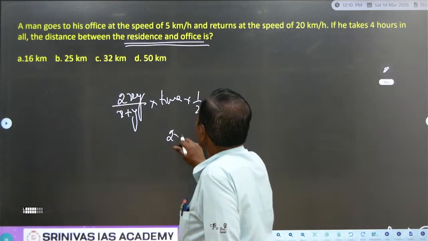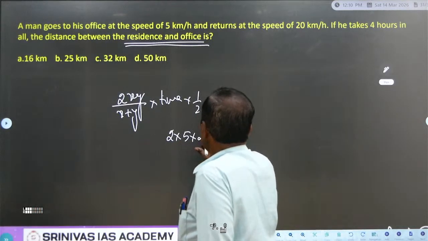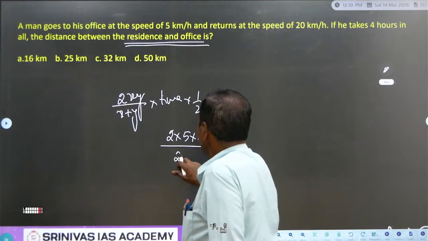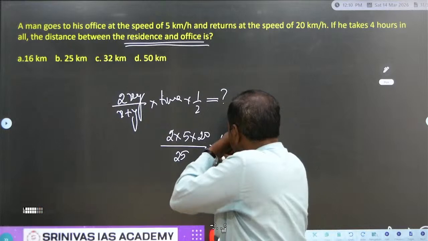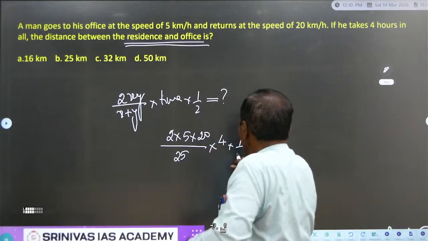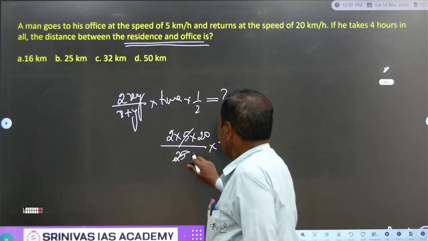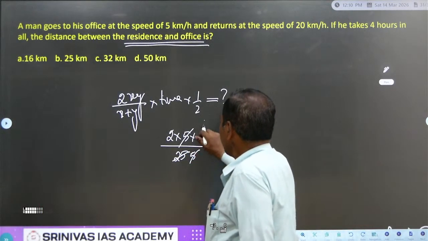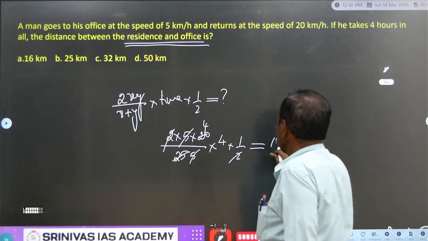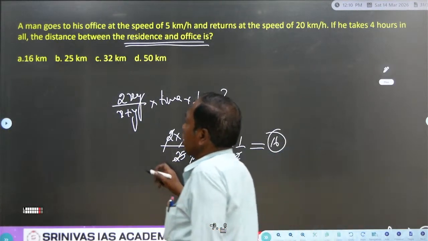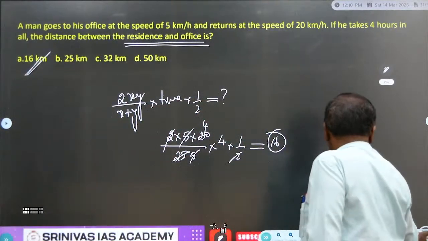So 2 into 5 into 20 by 25, into the total time taken, which is 4 hours, into half. Now we can see 5 ones are 5, 5 5s are 25, 5 4s are 20, 2 and 2 get cancelled here. The answer is 16. Option A, right? Okay. Yes, that is the thing.